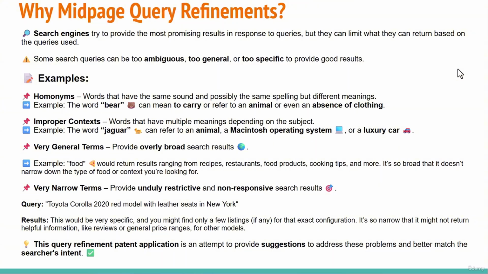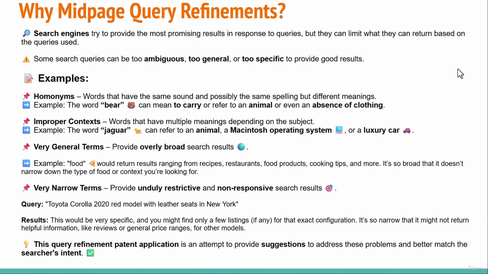Why are mod query refinements done? The goal of the search engine is to display the most promising and relevant search results. However, sometimes users use keywords that limit the search results. Sometimes they are too ambiguous, sometimes too general, and sometimes too specific. Ambiguous means having more than one meaning. General means being unfocused. And too specific means being overly focused.